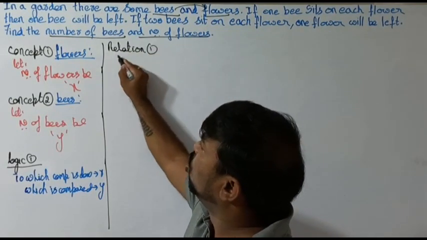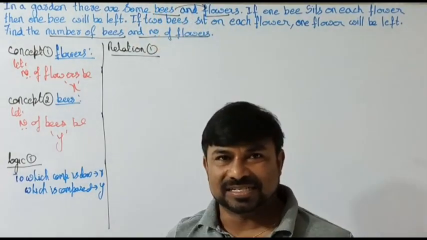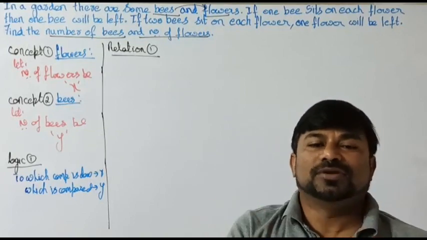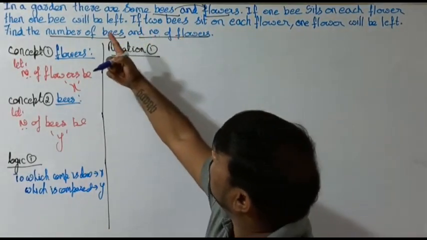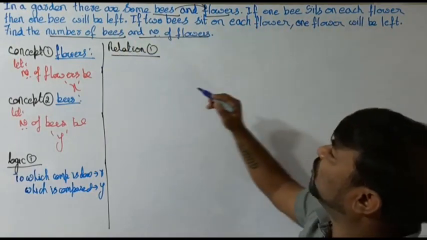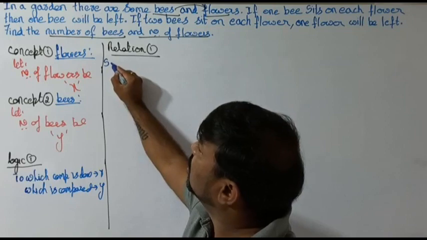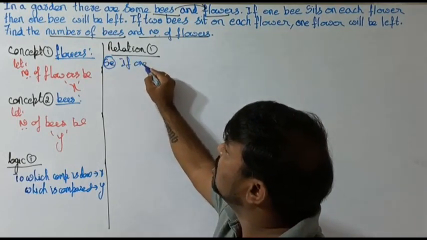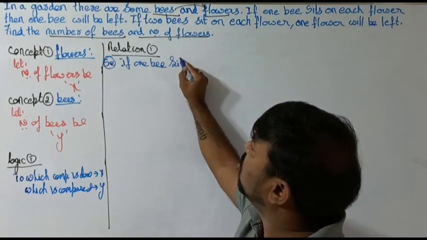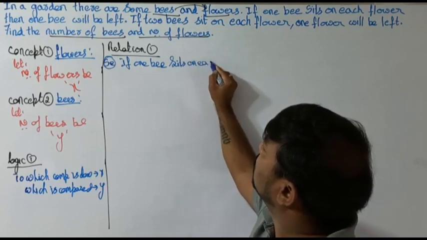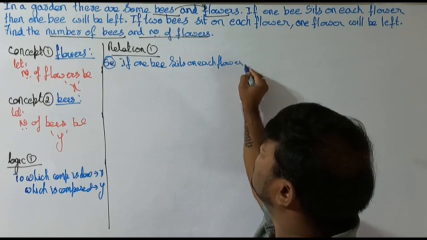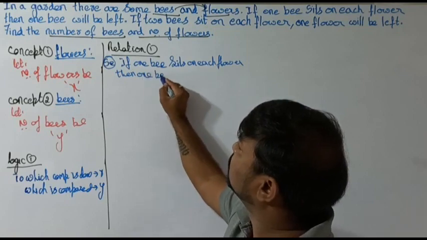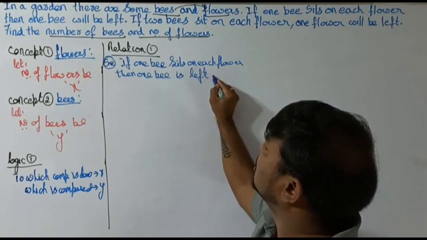First relation. Let us know from the question. Pick the sentence which gives the relation between the bees and the flowers, the X and the Y. So what's the relation? If you go for that, what he says is the sentence: if one bee sits on each flower, then one bee is left. Right, this is the relation.